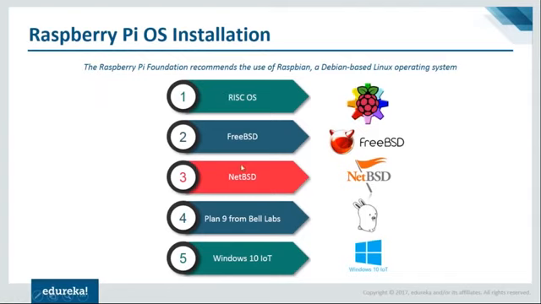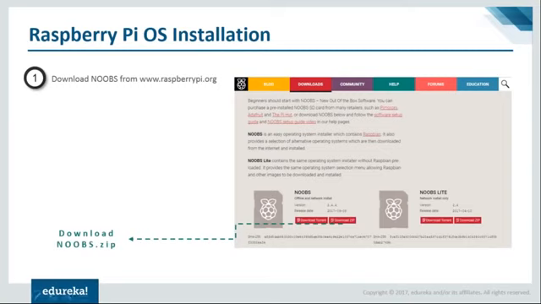These are some of the most popular operating systems supported on Raspberry Pi. So you have RISC OS, you have the FreeBSD operating system, you have the NetBSD operating system. Plan 9 is again from Bell Labs, and Windows has its own Windows 10 IoT version. For this session we're not going to go into Windows 10, we'll stick to the core Raspberry Pi operating system. For downloading the operating system, you can go to the original site, raspberrypi.org, and in the downloads tab you can download the operating system.